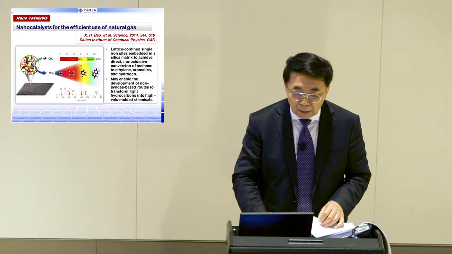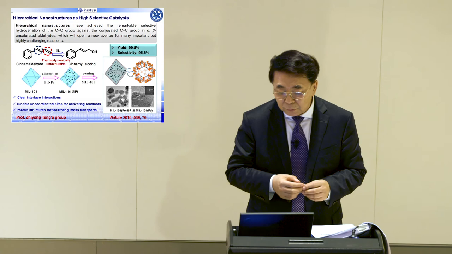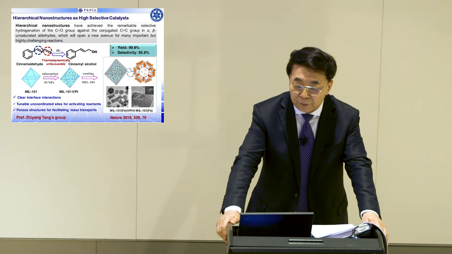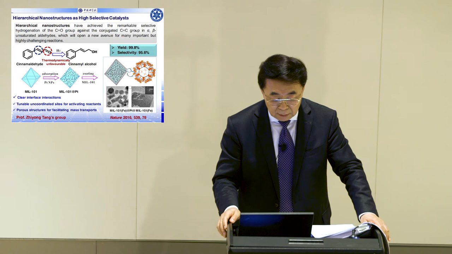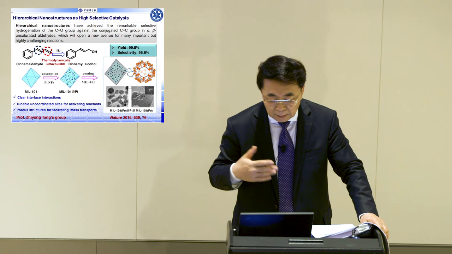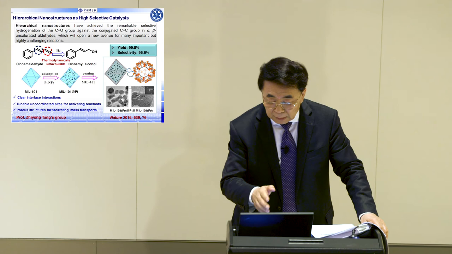The other works include how to selectively hydrogenate the C=O group against the conjugated C=C group in alpha, beta-unsaturated materials, which will open a new avenue for many important but highly challenging reactions. So here, this technique provides clear interface interactions to activate reactants at uncoordinated sites, and porous structures for facilitating mass transport. This work was just published in Nature last year.